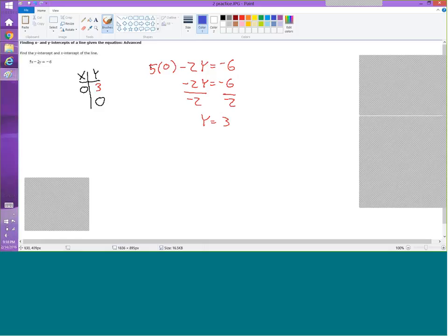And again, for the y-intercept, we have 5x minus 2 times 0. Sorry, I said y-intercept, I meant x-intercept. 5x minus 2 times 0 is equal to negative 6. Leaves us at 5x equals negative 6. Divide both sides by 5. And we find that our x-intercept then is at x equals negative 6/5. Is that what everybody else got?